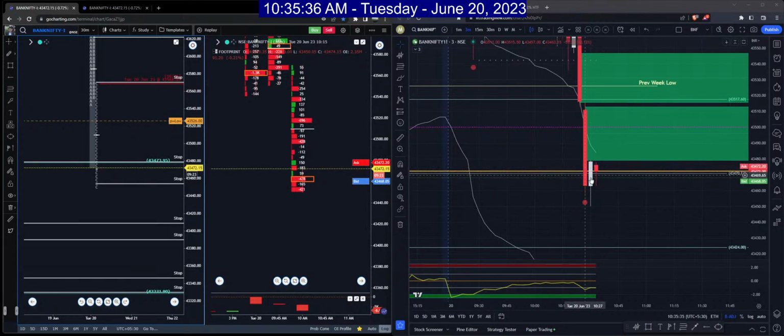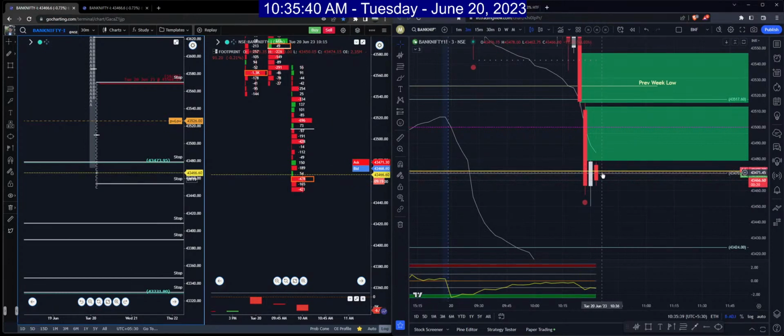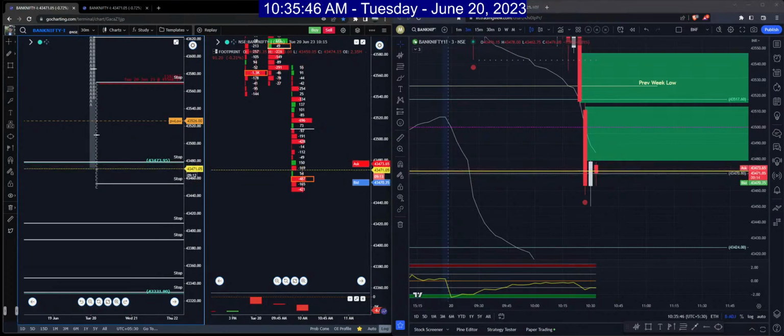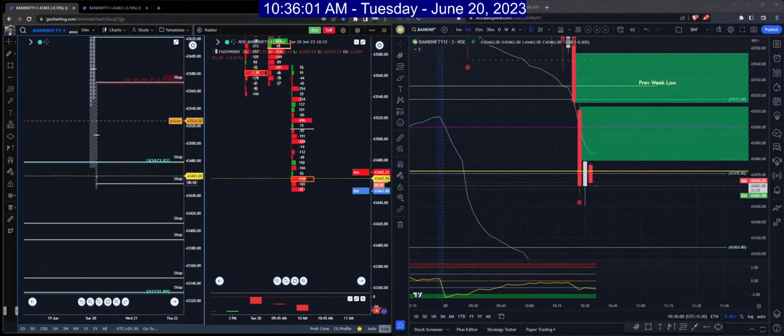So I'm just observing the reaction here. There is a seller at 43,471. And we are seeing continuation now.